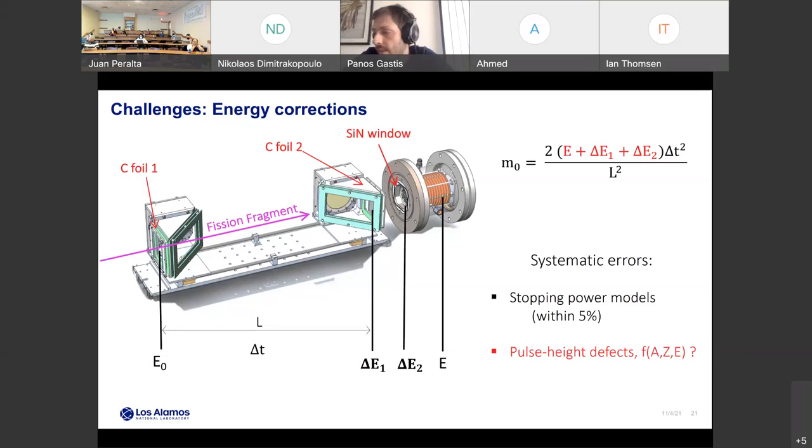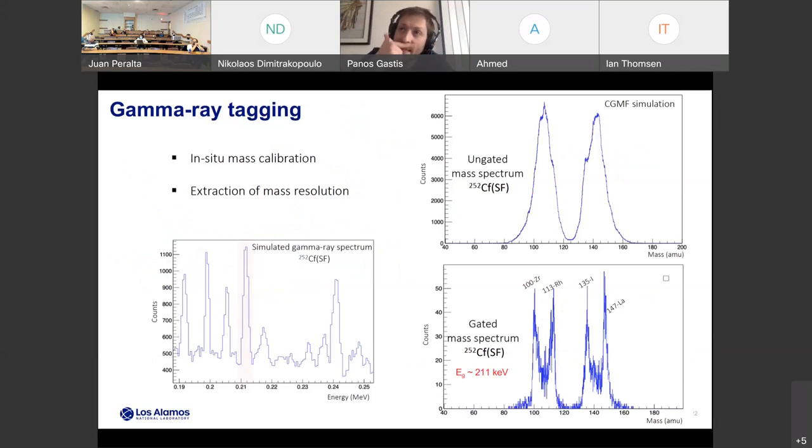Now, the way that we choose to overcome these calibration issues, the things that introduce systematic uncertainties in the calculation of mass, is to implement a gamma ray tagging system in SPIDER. The basic idea of the gamma ray tagging is that we want to use gamma ray detectors for measuring characteristic gamma ray transitions from known fission products, and then use this piece of information for calibrating the mass. This should take into account any uncertainties in the energy losses and pulse height defects, in principle. Another advantage of doing this is that we can also extract directly from the data the actual mass resolution of the system, which is another important parameter for the data.